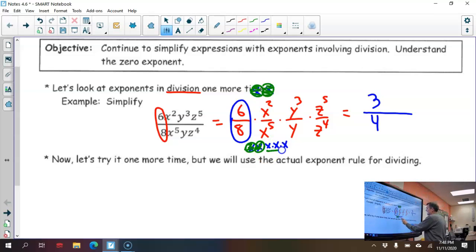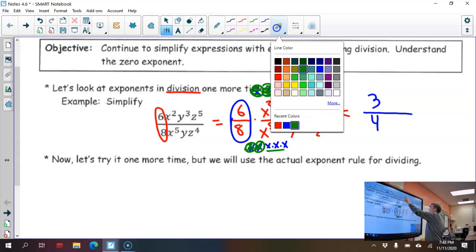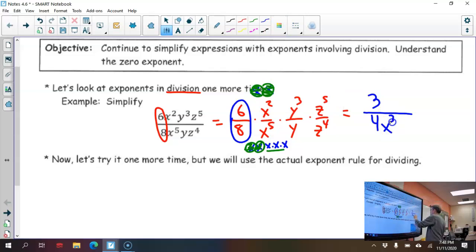So I end up with x times x times x on the bottom, better known as x to the 3rd power, still left over on the bottom when I reduce the x's, right? And you do the same thing for each variable. I have 3 y's on top, but I have just 1 y on the bottom, right? That's a y to the 1st. So if I canceled out the y's, I would run out after canceling out 1 y on the bottom. And there would still be 2 y's left over on top. Therefore, 2 y's on top.